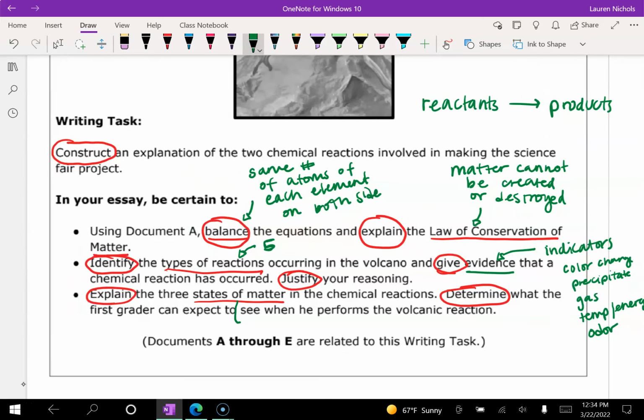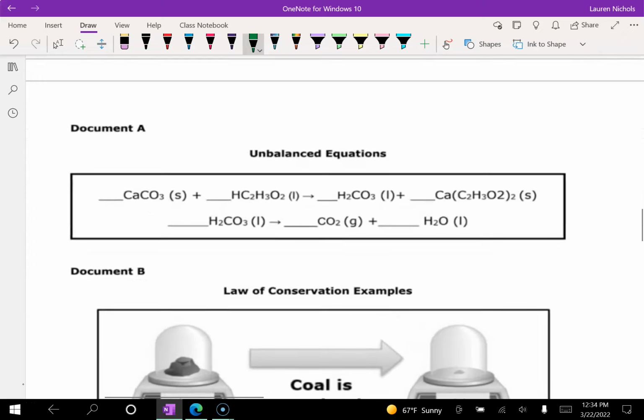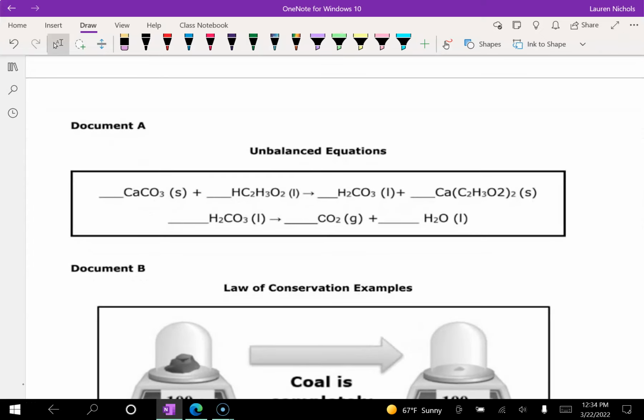And then for our states of matter, remember there are always 3 options. Our states of matter are solid, liquid, or gas, and we could talk about maybe how the atoms are different in those. And then it says determine what the first grader can expect to see when he performs the volcanic reaction. So let's take a look at our documents. So document A gives us the unbalanced equations that are in this reaction with the volcanoes. So remember, we see our states of matter. The S in parentheses means that it is a solid.